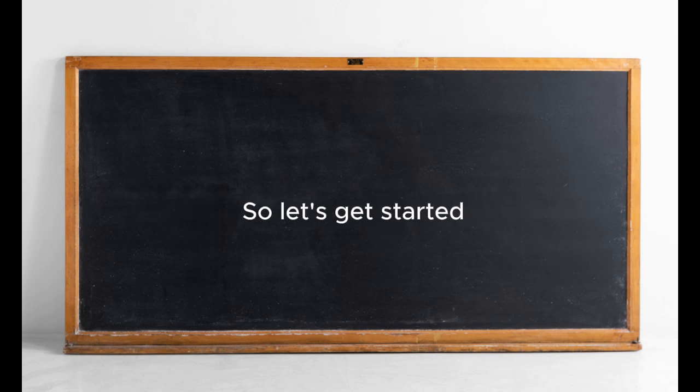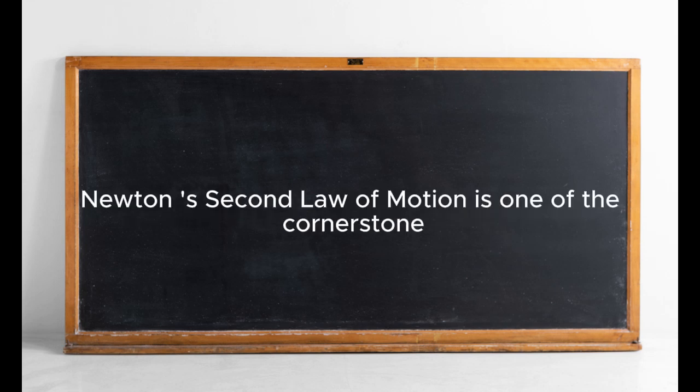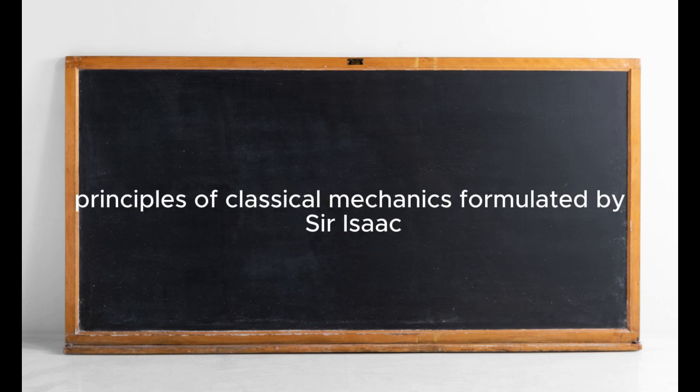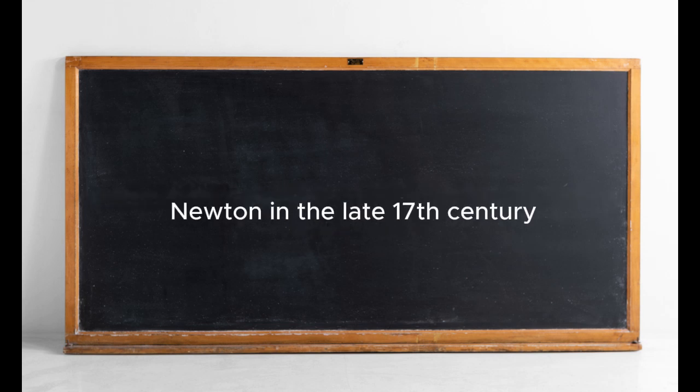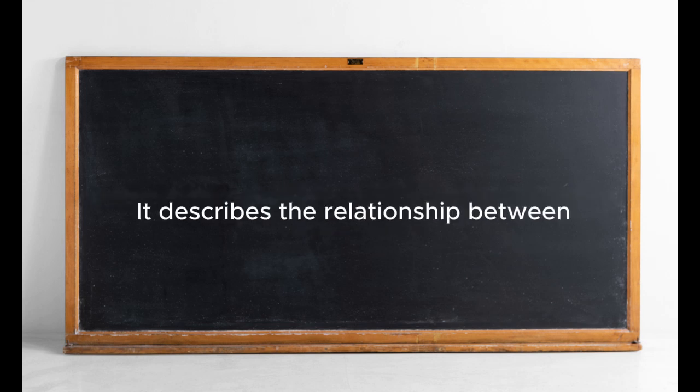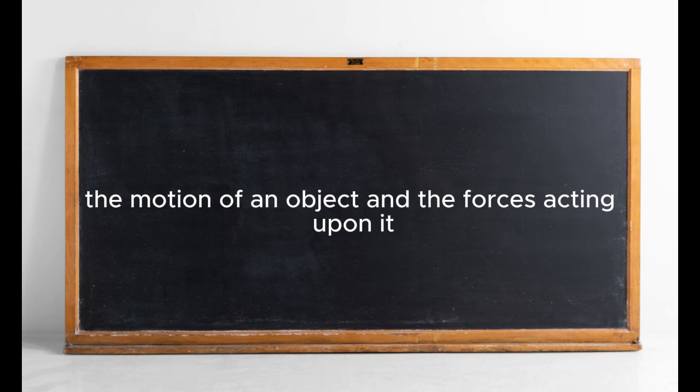So let's get started. Newton's second law of motion is one of the cornerstone principles of classical mechanics formulated by Sir Isaac Newton in the late 17th century. It describes the relationship between the motion of an object and the forces acting upon it.